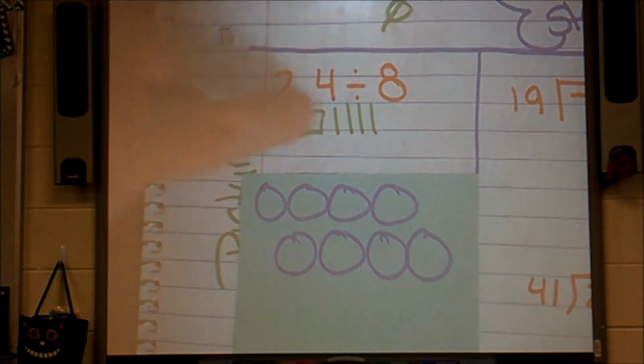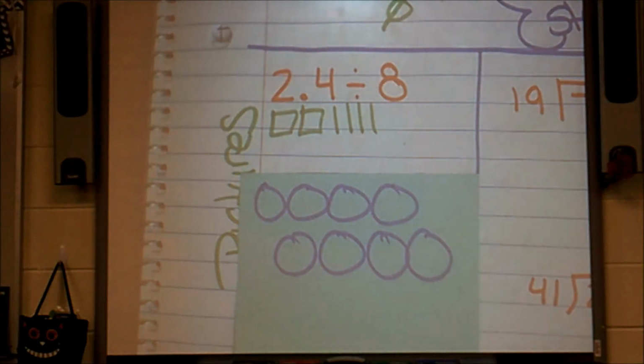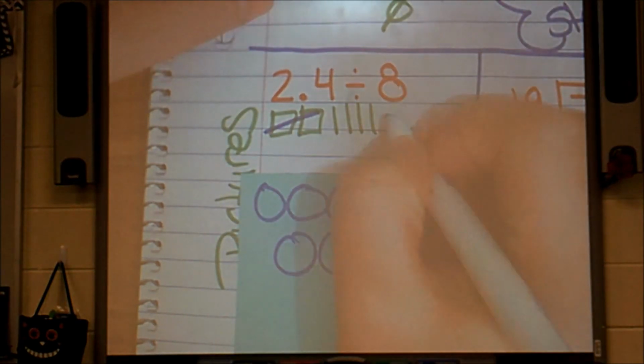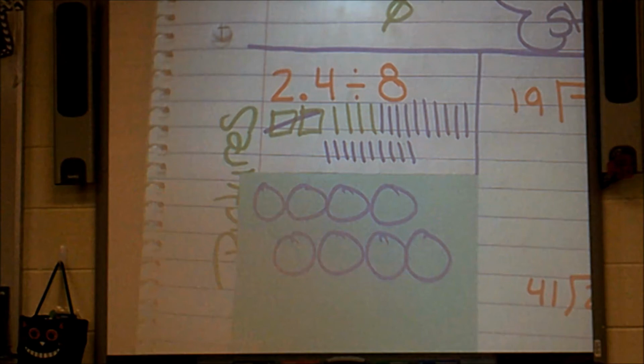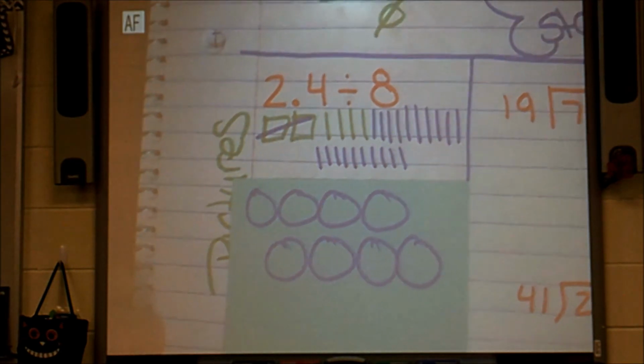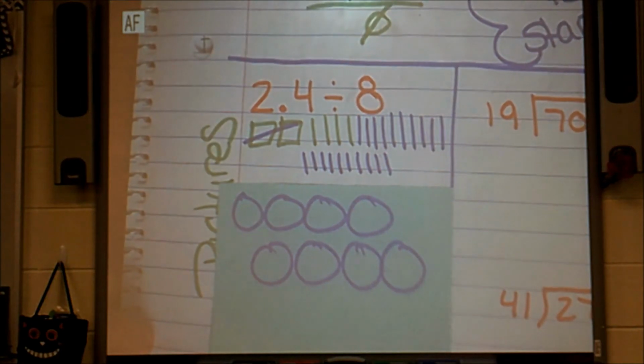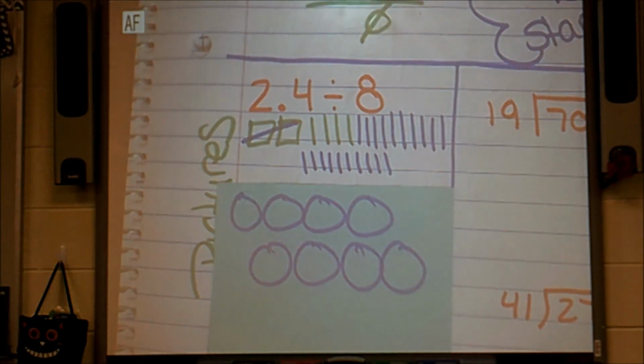So I'm going to cut up my 2 wholes and make 20/10s. I can do that, right? There are my 20/10s plus my additional 4/10s that I had, giving me a grand total of 24/10.